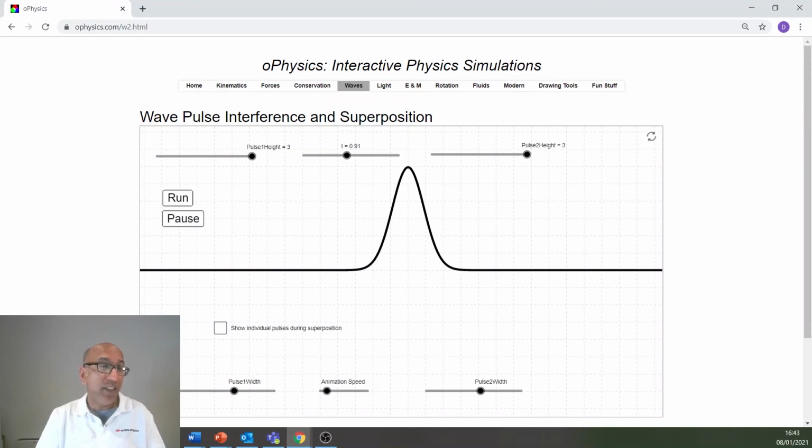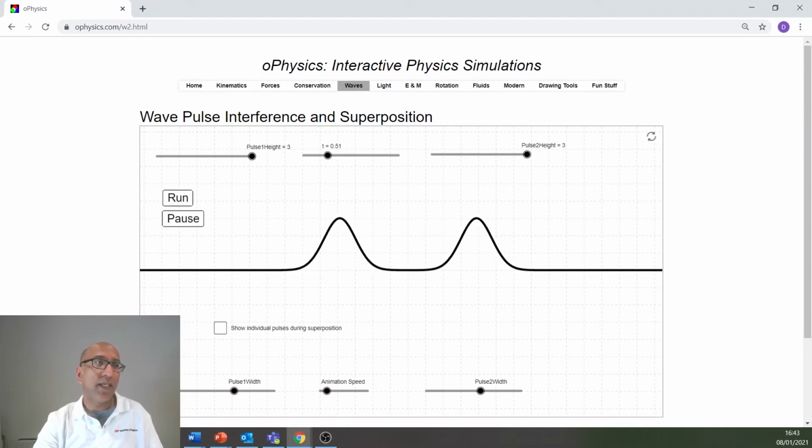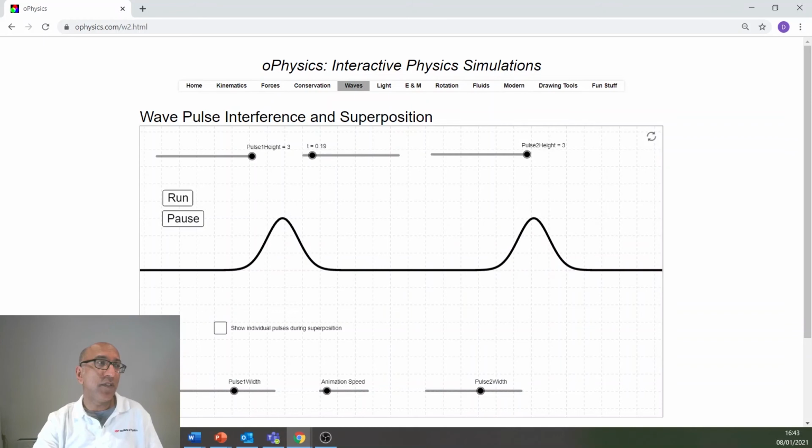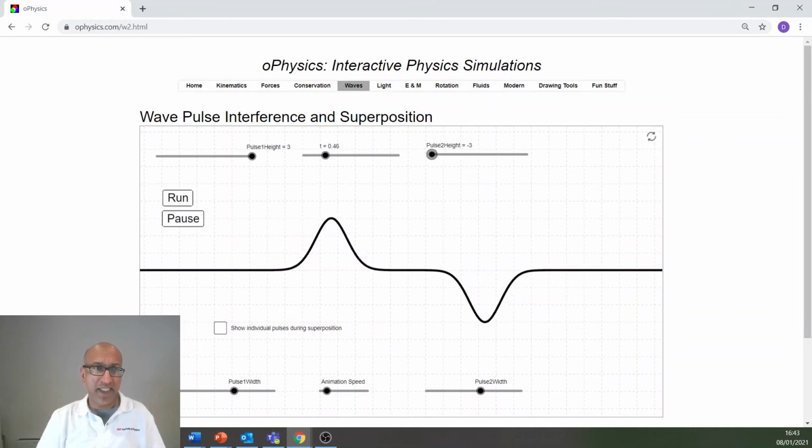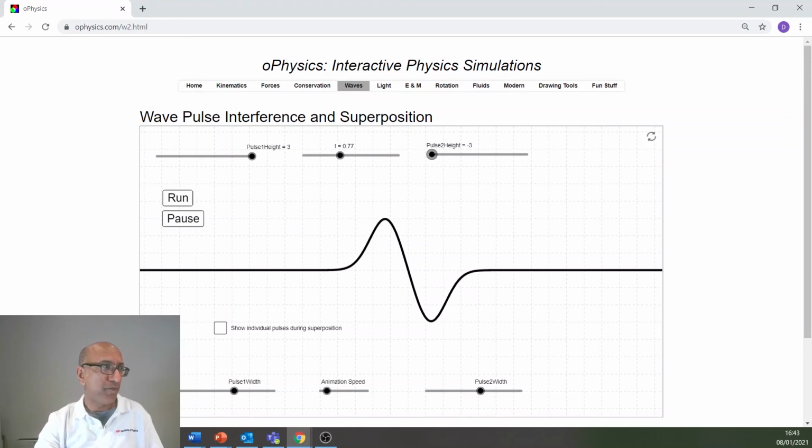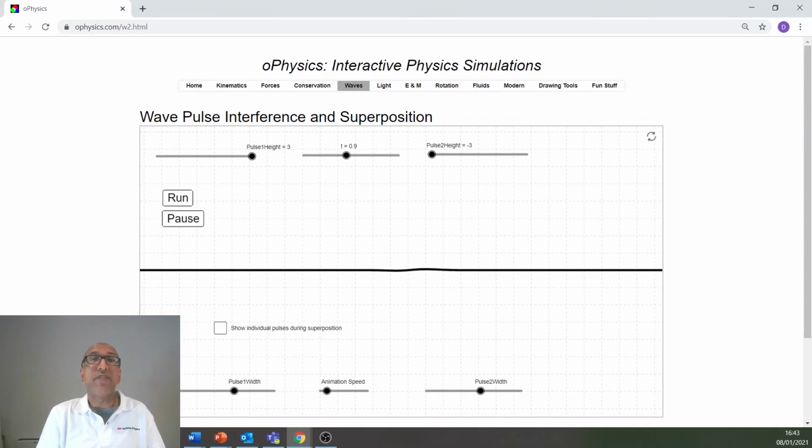Now, I'm going to continue running this. But now I'm going to send, instead of two peaks, a peak and a trough. And let's see what happens when they overlap. I'll pause it again. And you can clearly see that it's as though the waves have completely cancelled out. This is an example of destructive interference.